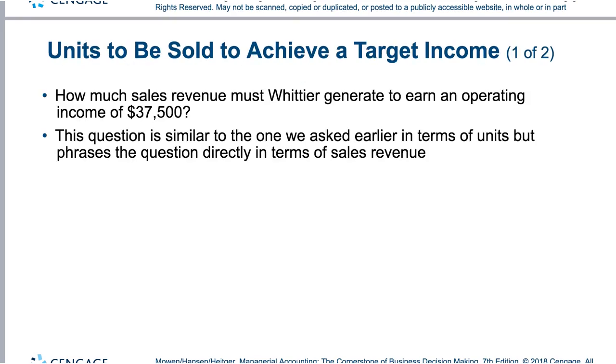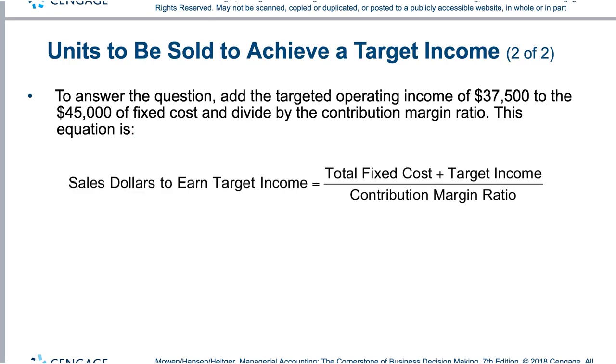Okay, we can also, just like we did with our break even, it's not just about the number of units you sell, but how much your sales revenue is going to be in order to get to our $37.5 target income. And just like before, our formula is that the sales dollars to earn the targeted income is the fixed cost plus the target income over the contribution margin ratio. Right? Remember, our contribution margin ratio was 18.75, I believe.